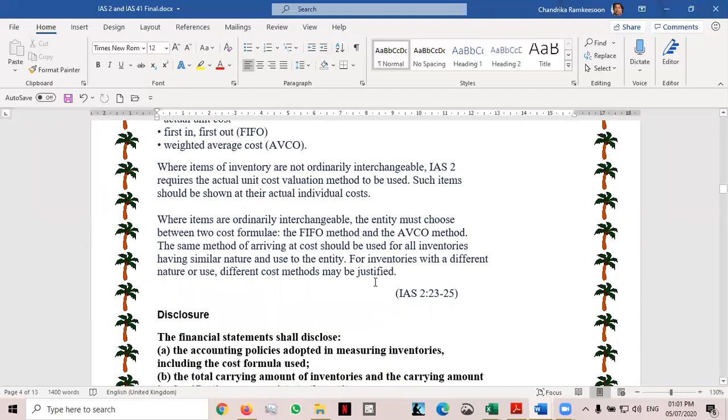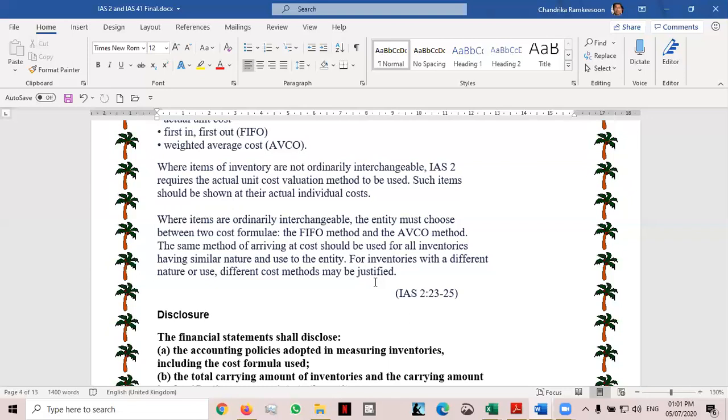Where items are ordinarily interchangeable, the entity must choose between FIFO and average cost. Now, it should be weighted average cost, because remember, you no doubt would have been taught that if we simply use the term average cost, it is not the same as weighted. The same type of calculation, which would have been shown to you no doubt in your level 1, applies here in how we calculate the weighted average. The same method of arriving at cost should be used for all inventories having a similar nature and use to the entity. For inventories of a different nature, different cost methods may be justified.